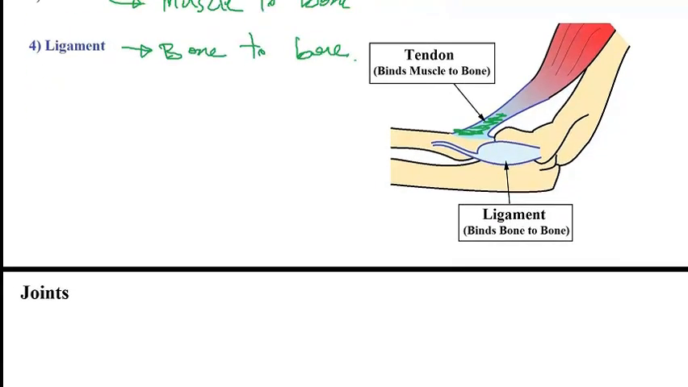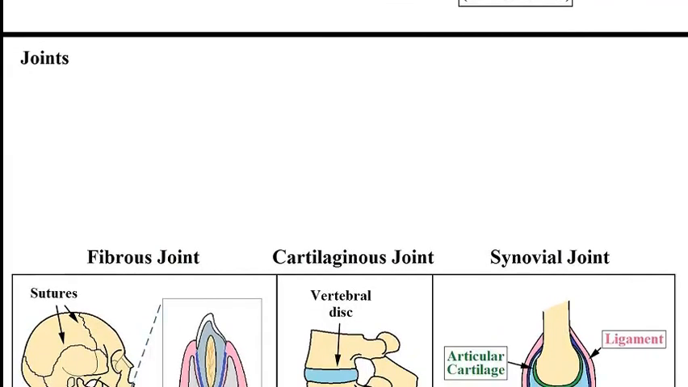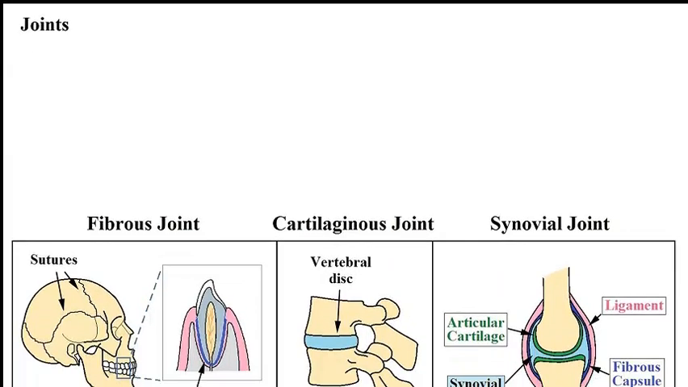Moving on to the next concept, and this is actually the final concept to discuss in this video, which is the different types of joints that we have. Basically, the definition of a joint refers to a place where two bones come together, so two bones come in contact.